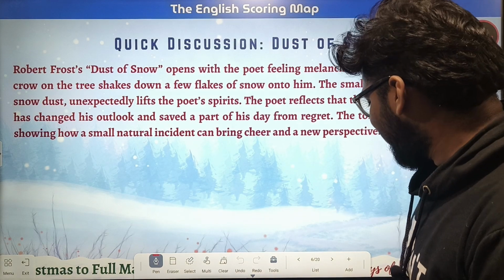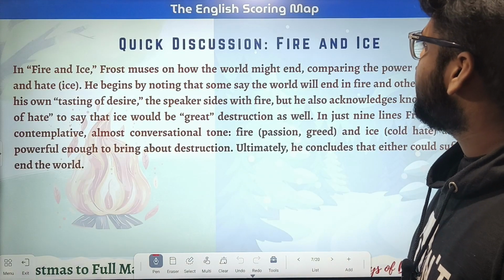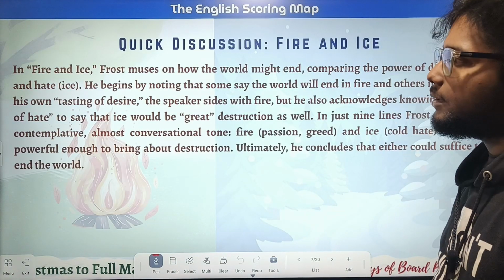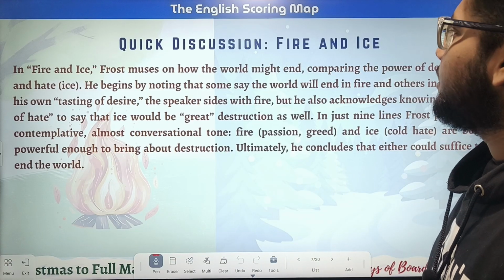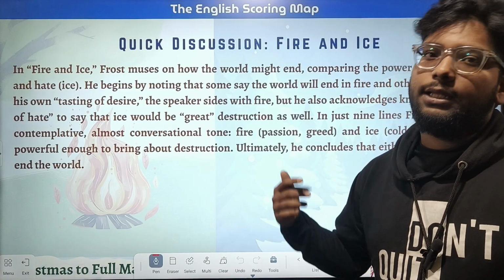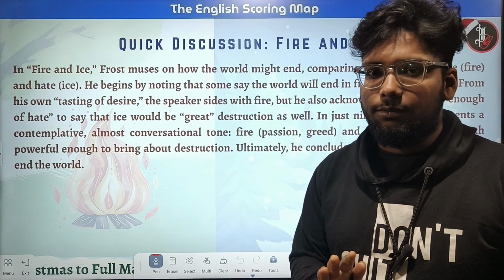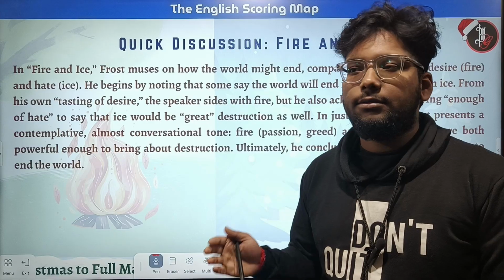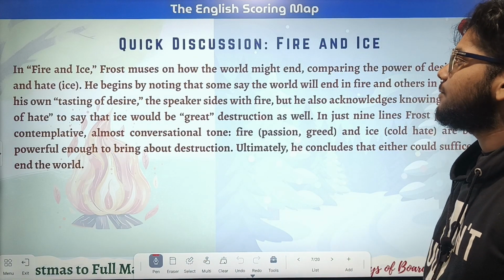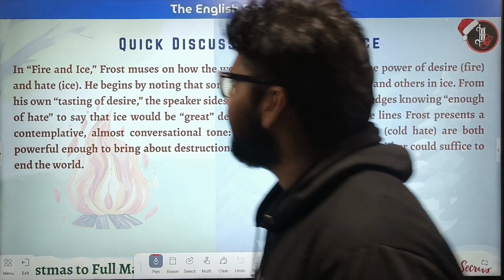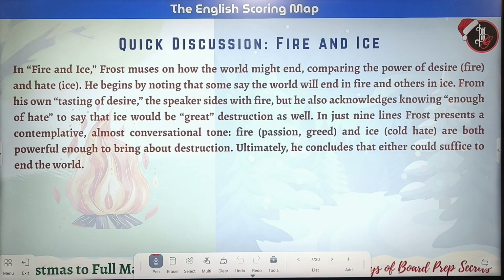Now let's move on to the next slide, which is of Fire and Ice, another of Robert Frost's geniuses. Fire and Ice. So remember, in the last slide we had Dust of Snow. Now we are having Fire and Ice. So Robert Frost loves nature, right? He loves natural phenomena. Okay, so let's start again. In Fire and Ice, Frost muses on how the world might end, comparing the power of desire.